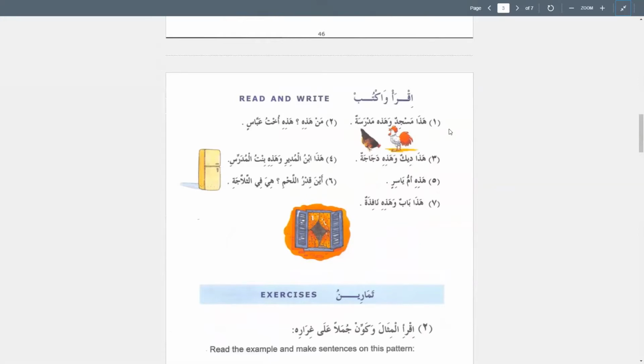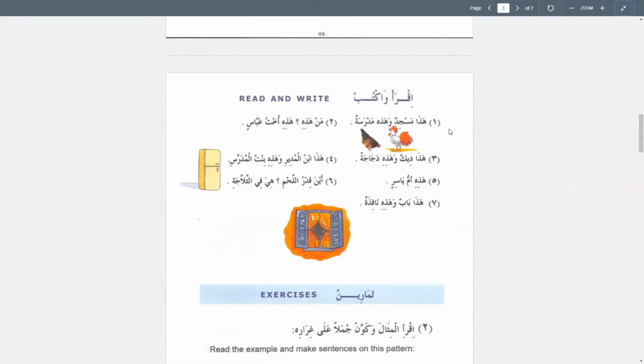هذا مسجدون. Mhm. وهذه مدرستون. Madrasatun. Madrasatun.